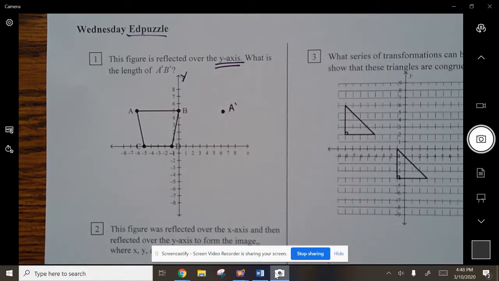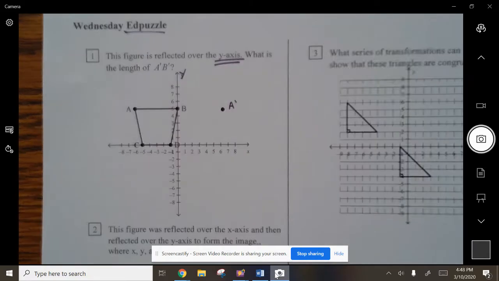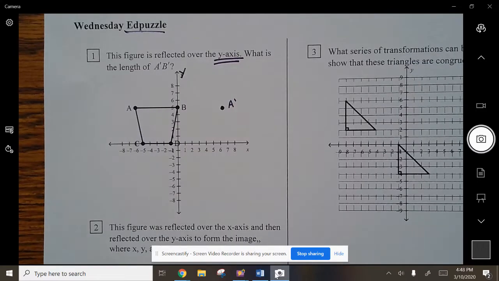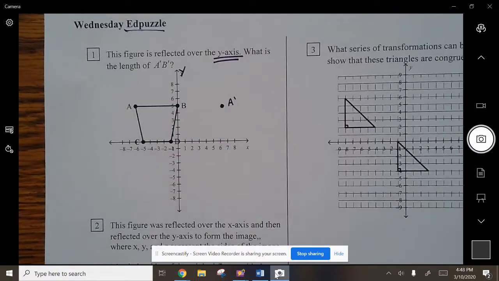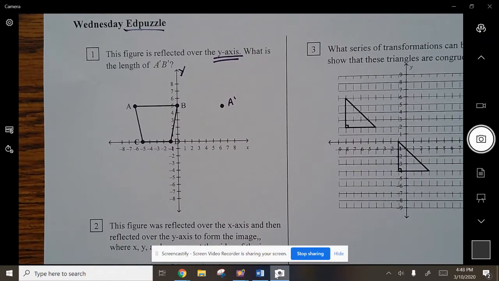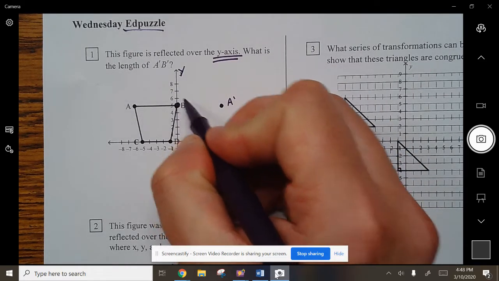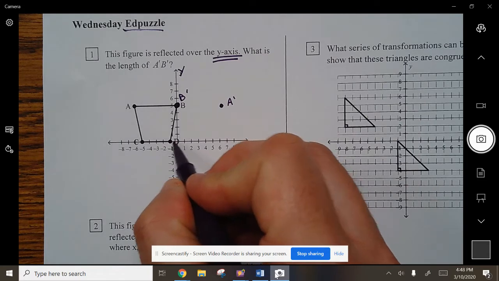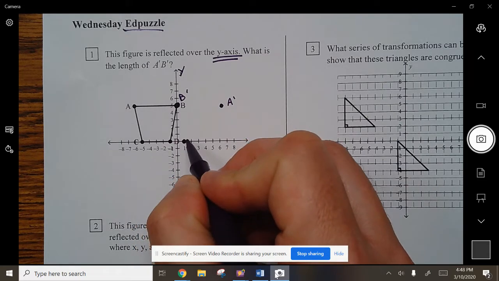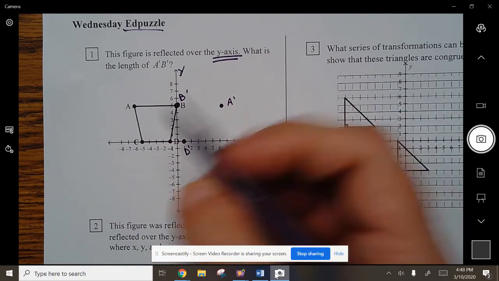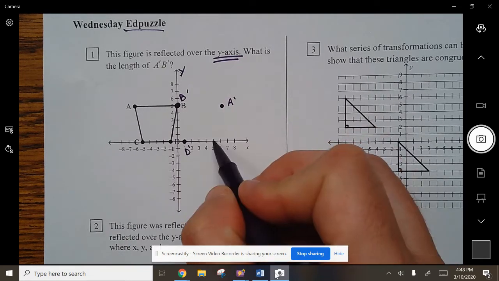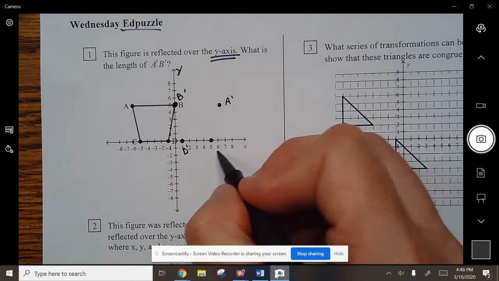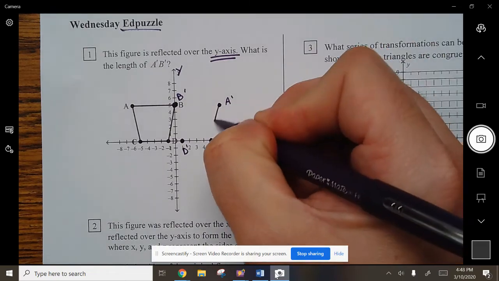Guess what with B? B prime is going to be, let me try to autofocus this real quick. B prime is actually going to be right where B's at. When it's on the axis, it doesn't change. B prime is going to be right there. Well, how far is D off the axis? 1 spot. So D prime is going to be 1 spot there. And C is 5. You can tell it's on the 5. So that's going to be C prime. And then go ahead and connect them the best you can.